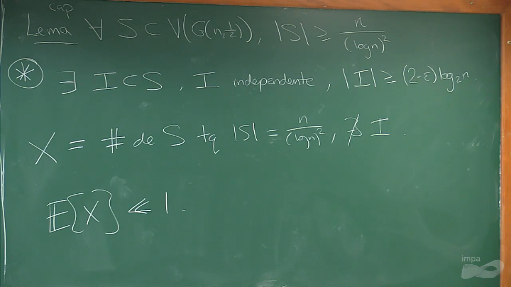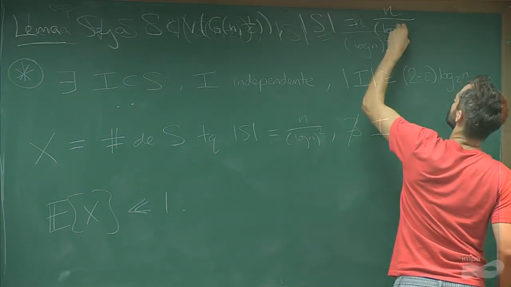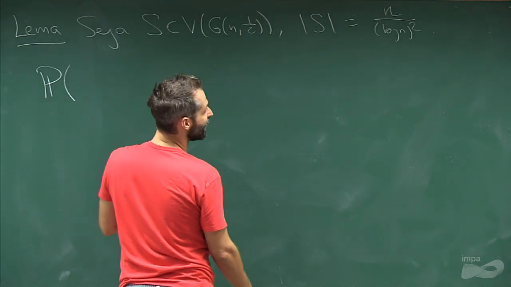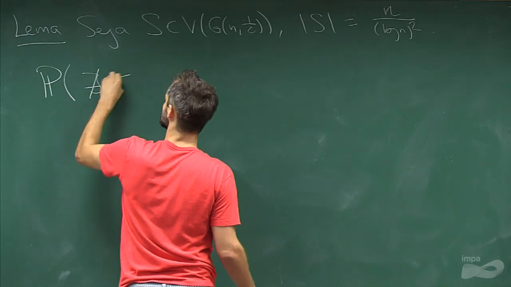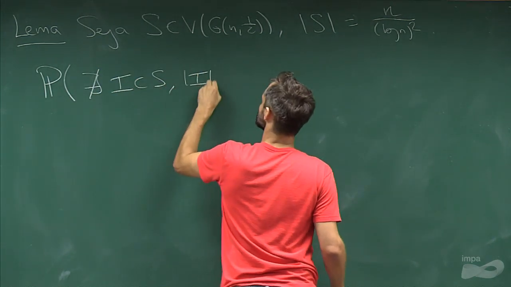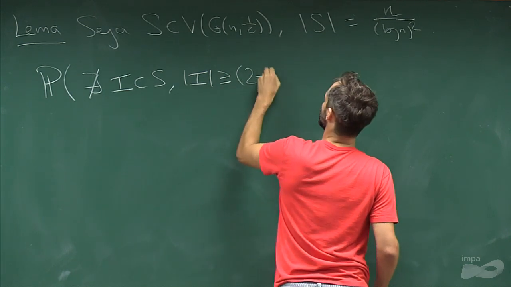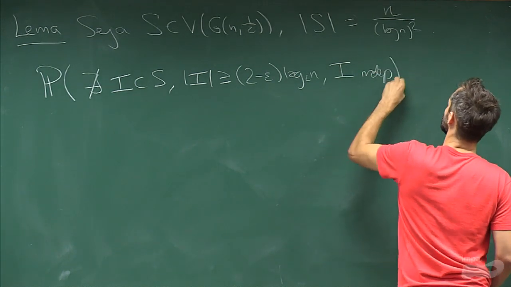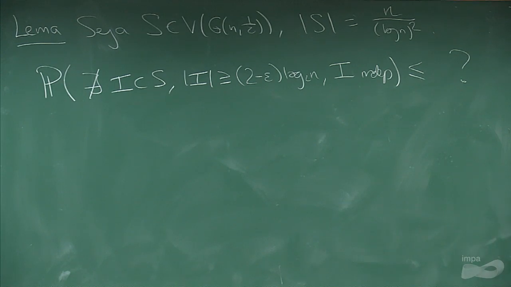So here's the previous lemma. Let S be a set of size n over log n squared. The probability that there does not exist I in S, with the size of I at least (2 minus epsilon) log to the base 2 of n, I independent, is at most something.